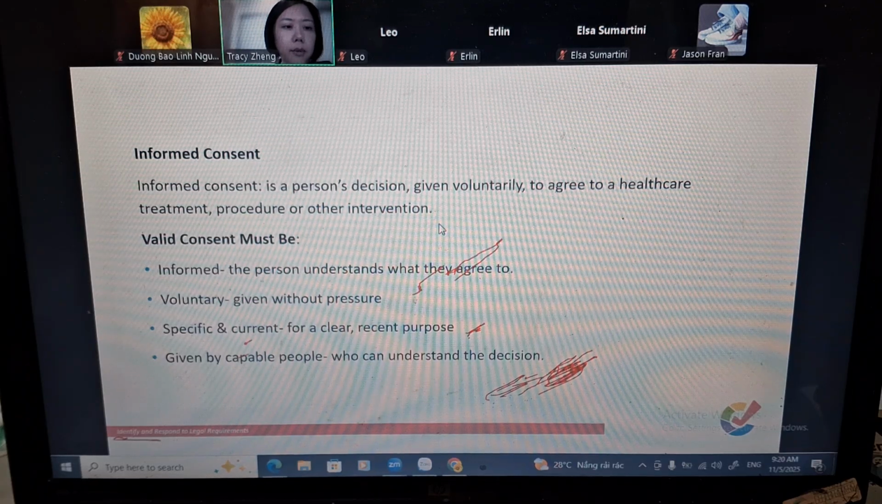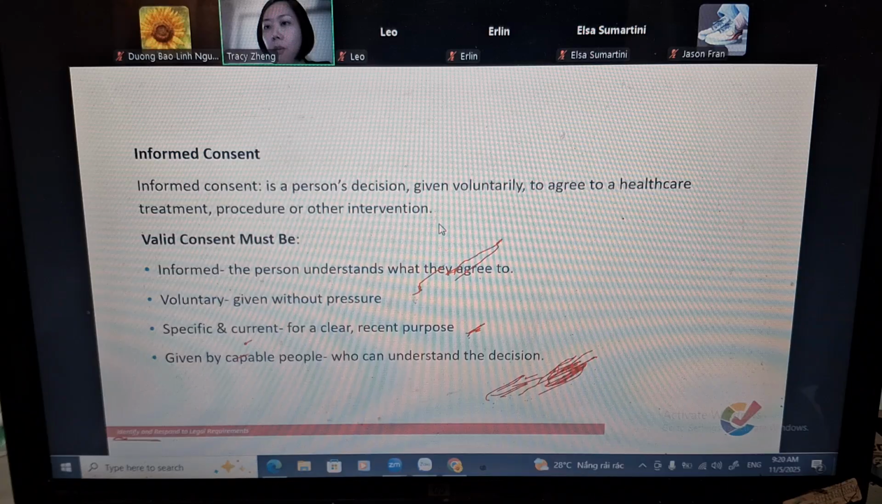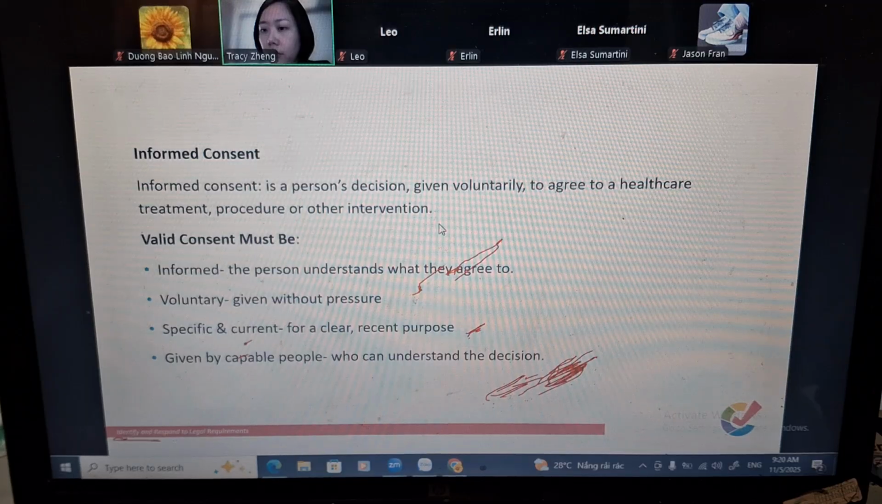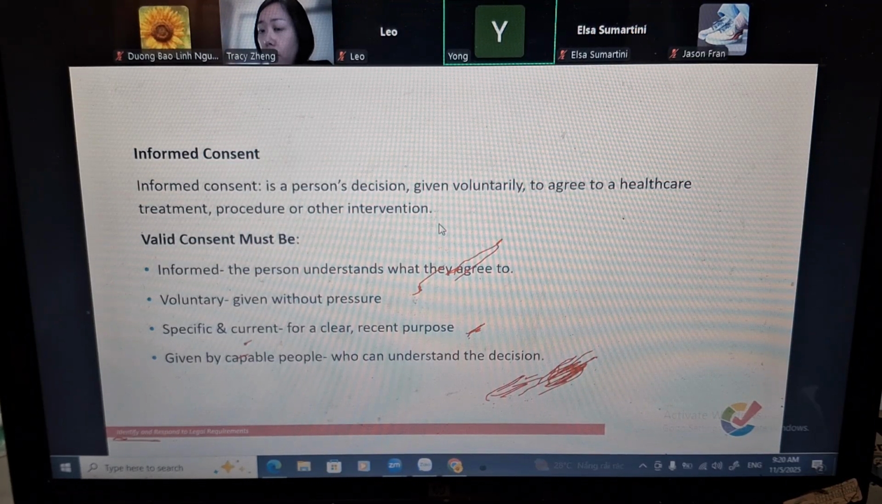And not everybody can give informed consent. It is only given by capable people. So who do you think are the capable people who can give informed consent? Or can you tell me any people or any group of people who may not be able to give a valid informed consent? People suffering from dementia. Yeah, so people living with dementia, correct?